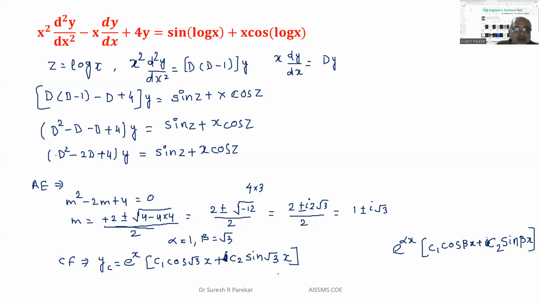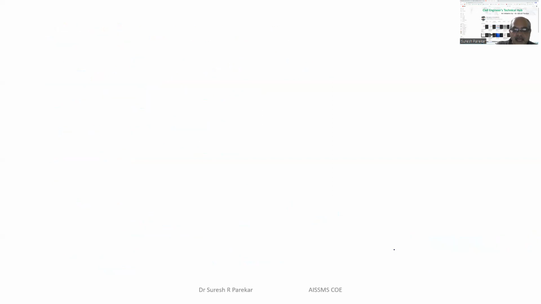So now once we have complementary function, then we have to go for particular integral. So this formula you have to keep in mind. This is the most important one, that is cos beta x and sine beta x and e raised to alpha x. Alpha we have 1 over here. So now we will go to particular integral.